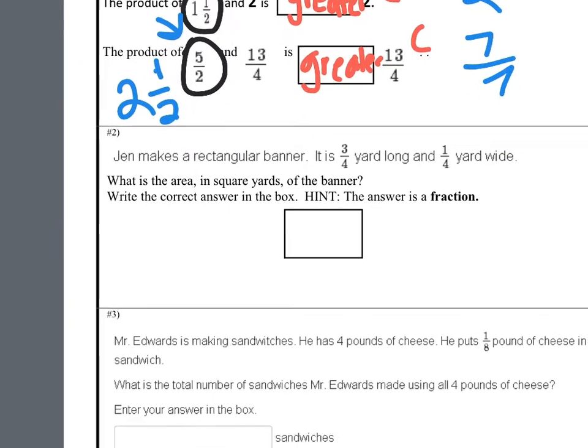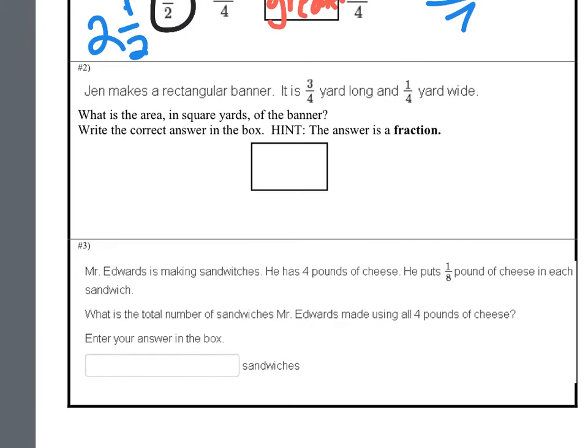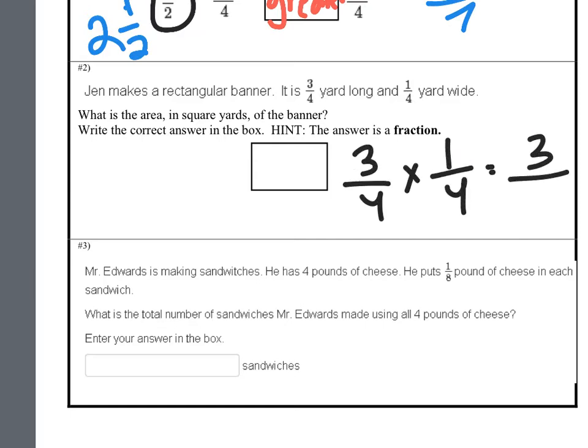Number 2. Jen makes a rectangular banner. It is 3/4 yard long and 1/4 yard wide. What is the area? Once again, area is length times width. So we'll do 3/4 times 1/4. And we'll get 3/16. So the answer is 3/16. And if you want to be technical, it would be 3/16 yard squared, because you're dealing with area.